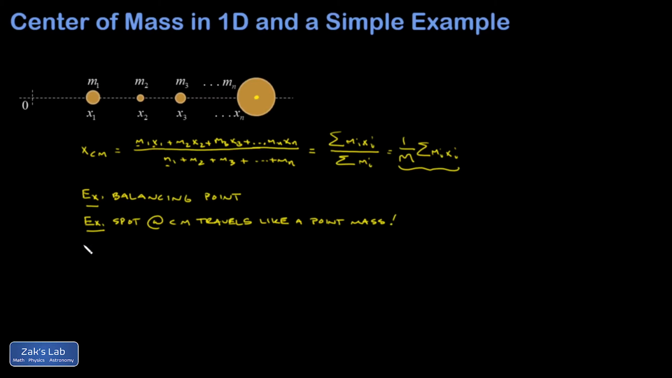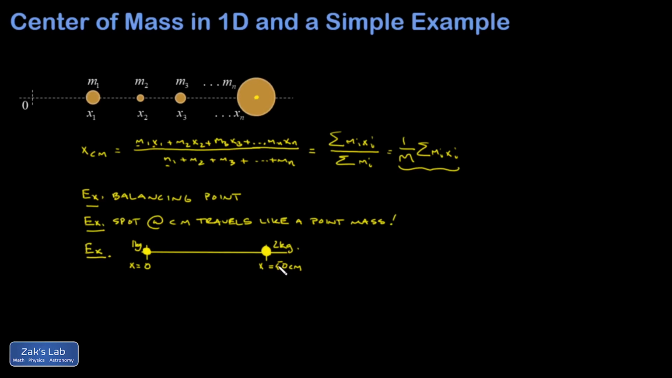Okay, let's get a little bit of practice applying the formula to a one-dimensional distribution of mass. In this example, I've placed a 1 kilogram mass at the origin, and I've placed a 2 kilogram mass at 50 centimeters to the right of the origin.